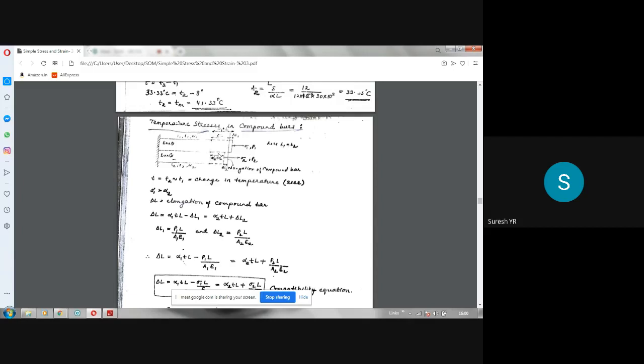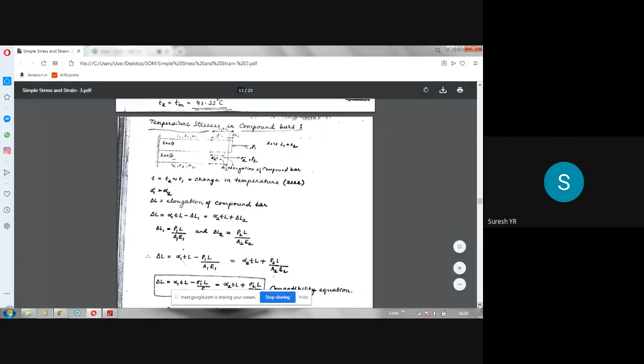Now, from the diagram, you can write the expression for delta L for the first bar as well as for the second bar. So, from here to here, this is the common expansion. So, common expansion delta L is this total free expansion minus delta L1, and here this total free expansion plus delta L2. So, that's what I have written here. So, we have got this equation. This is the compatibility equation.